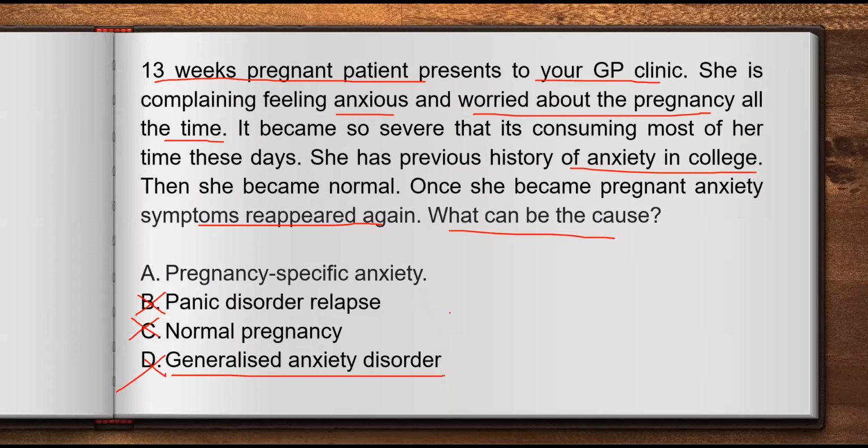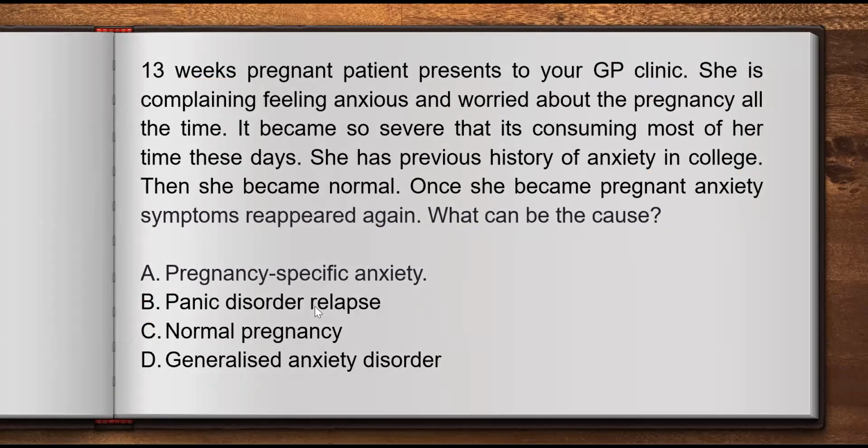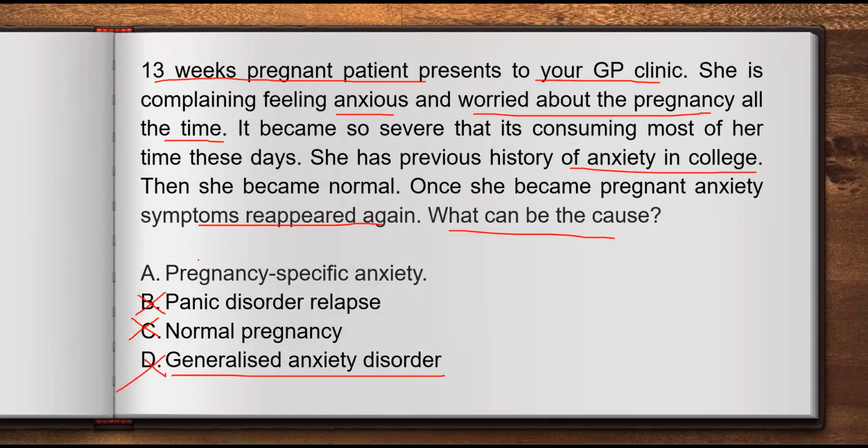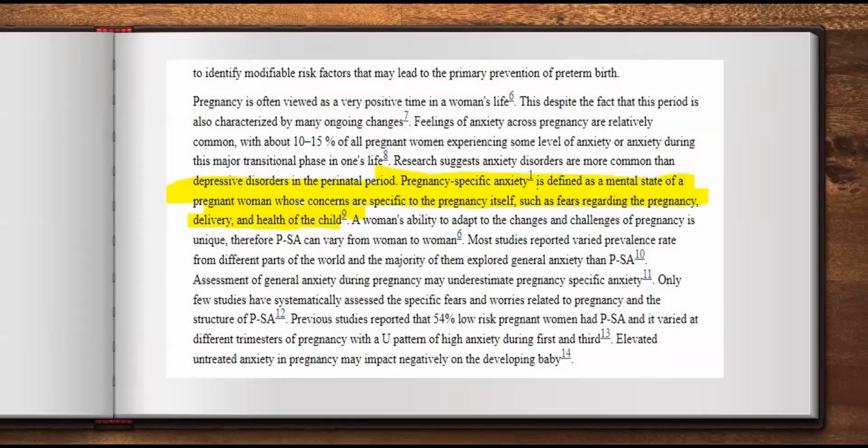And yes, Dr. Saida, that's also important. 6-month duration is needed to diagnose generalized anxiety disorder. Okay, so that's your diagnosis, pregnancy-specific anxiety. So pregnancy-specific anxiety is defined as a mental state of a pregnant woman whose concerns are specific to the pregnancy itself, such as fears regarding the pregnancy, delivery, and health of the child. It's a very common one.